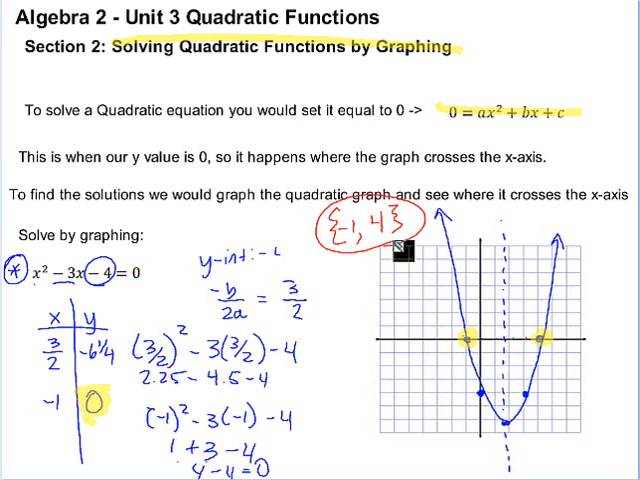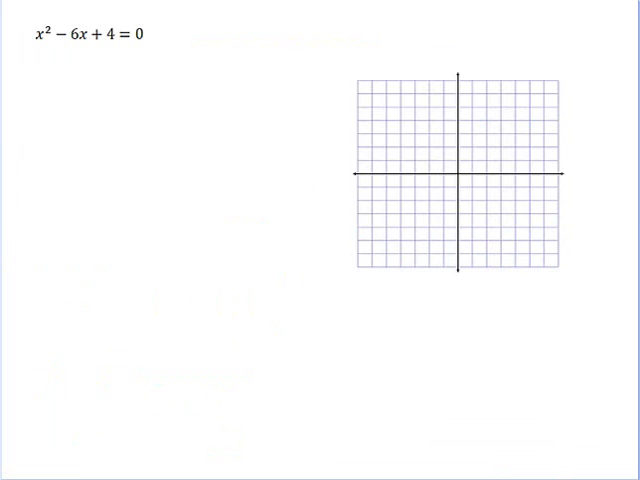All right, so we'll do one more example of this. This time we want to solve x squared minus 6x plus 4 equals 0. So once again, we'll start off by graphing it. We know immediately that the y-intercept here is 4, because that's our ending number. So we can put the y-intercept on there at 4.